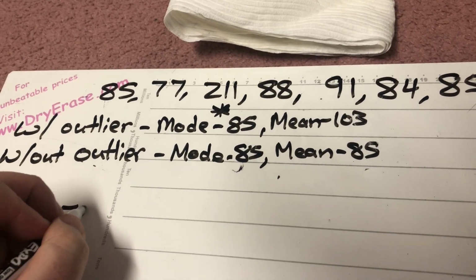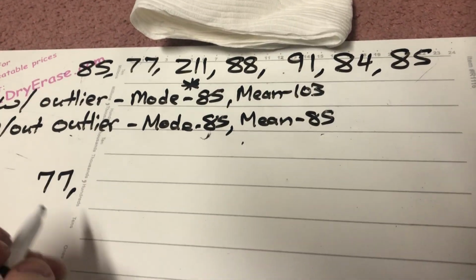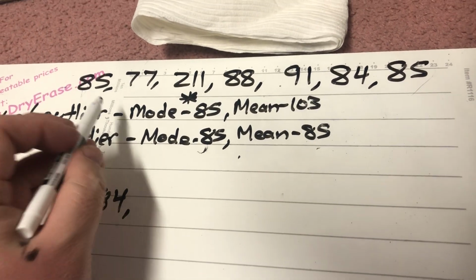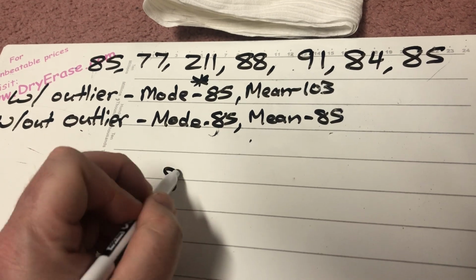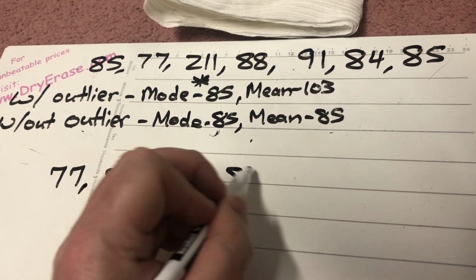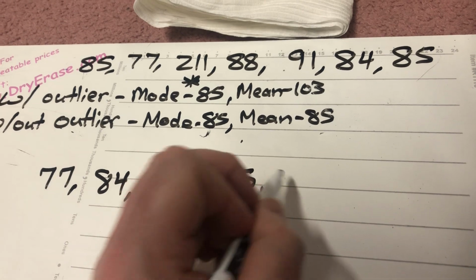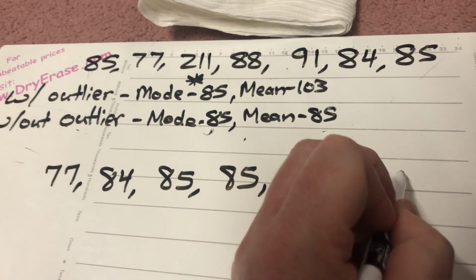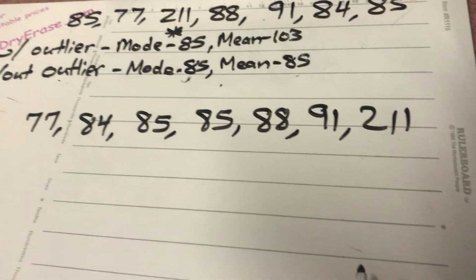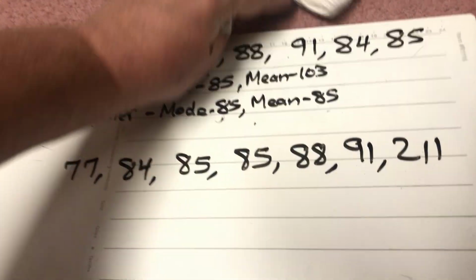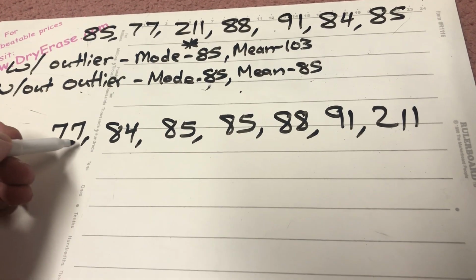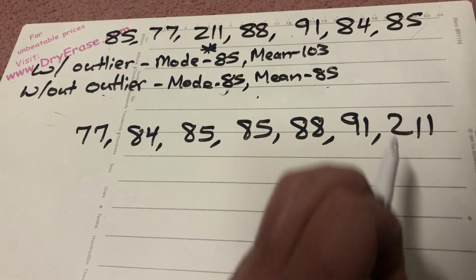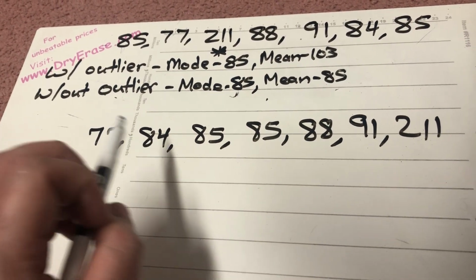Looks like I'm starting with 77. That's going to be followed, it looks like, by 84. And then I've got 2 85s. And then it looks like I've got an 88. And it looks like I've got a 91. And that's followed by my outlier, 211. But with the outlier, you always have to include the 211. So once again, double check. 1, 2, 3, 4, 5, 6, 7 numbers there. 1, 2, 3, 4, 5, 6, 7 numbers here.